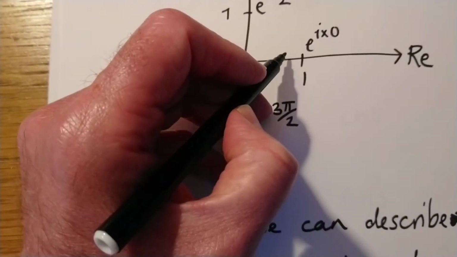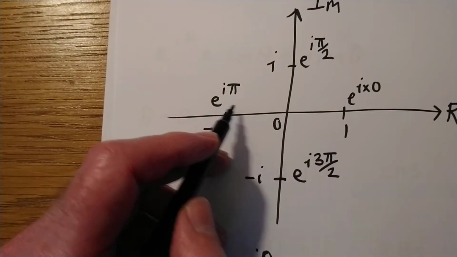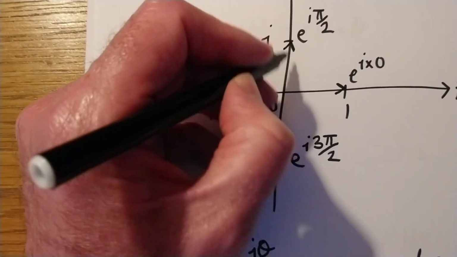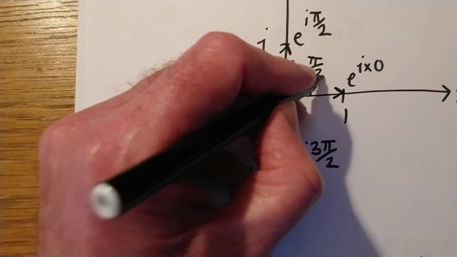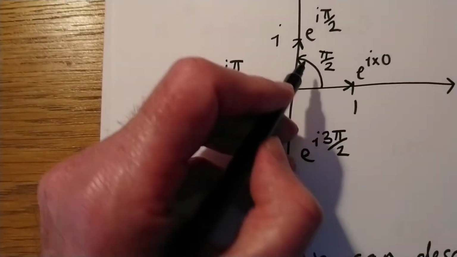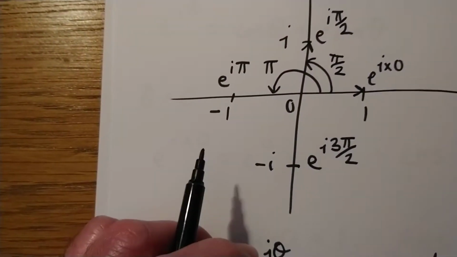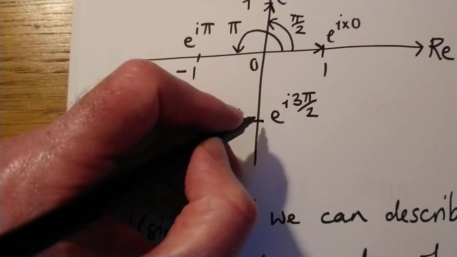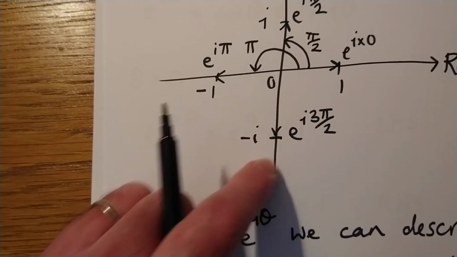Okay, so notice that the angle we put in here, if we were to draw a little vector, it's always the angle that is the argument of the complex number. So for e to the i pi, we've got pi radians going around there, and we'd have 3 pi over 2 if I drew in the vector that's pointing straight down here.